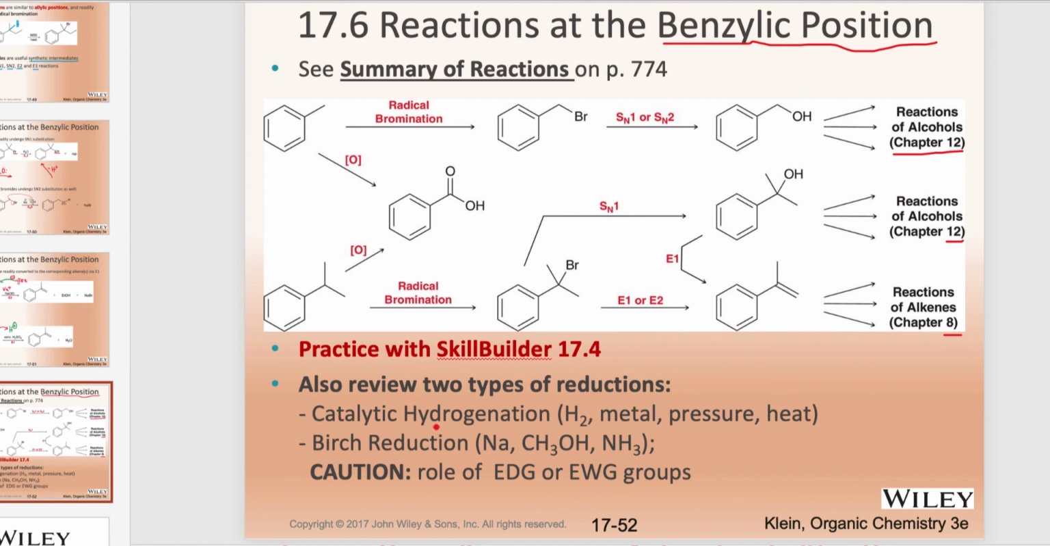You may also want to review different types of reductions that are out there, whether that's just hydrogen. You can have metal reduction, sodium and NH3, pressure and heat. There are all sorts of different ways of making this reaction go. So hydrogen gas will require a catalyst, sometimes pressure and heat in addition. Birch reduction is dissolving metal. Remember that sodium can offer one electron, and you may want to look at the reduction mechanisms there. It's also important to understand the role of electron donating, electron withdrawing groups.